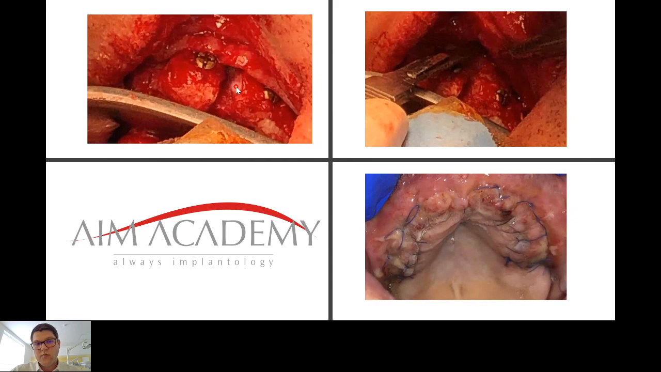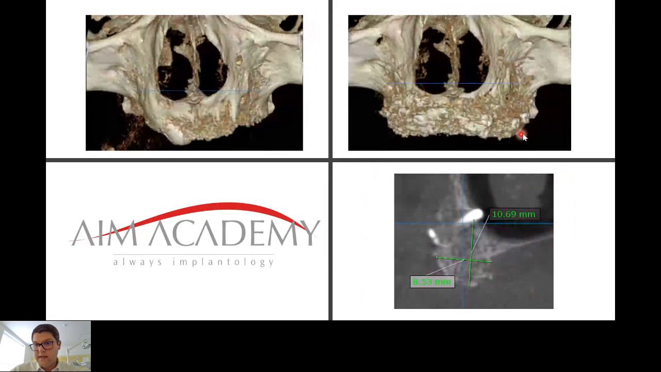But after that, you should put a membrane, make an incision in the periosteum in order to be able to advance the flap. And this is the situation of the patient 24 hours after the surgery. You can see there is a little bit of fibrin here. You have to clean it up. And this is the situation before, and this is the situation after the iliac bone graft.